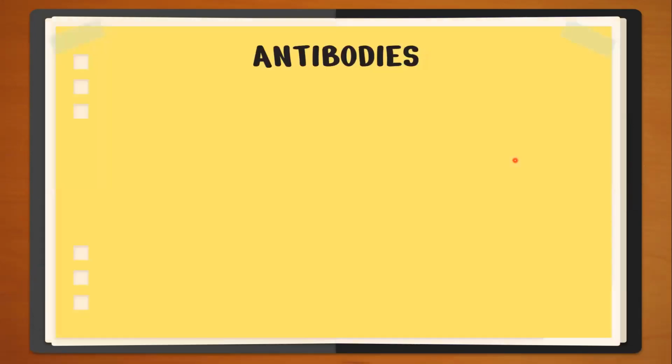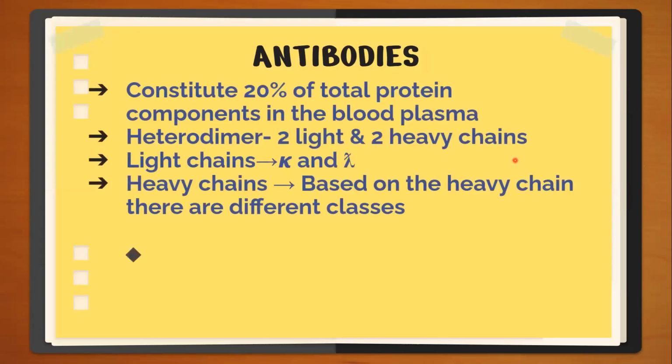Next is about the antibodies. Basically, antibodies constitute 20% of the total proteins in the blood plasma. Antibodies are heterodimers, that is, they consist of two light chains and two heavy chains. The two light chains can be kappa or lambda. Both of these are seen in humans. However, both light chains can be kappa or both can be lambda. They can never be one kappa and one lambda.